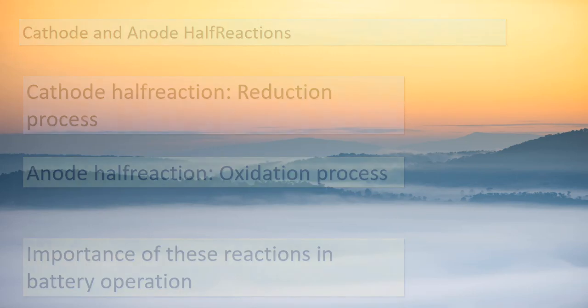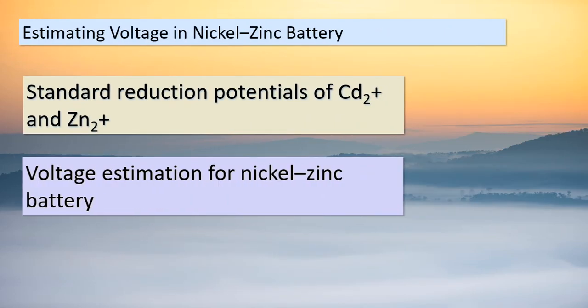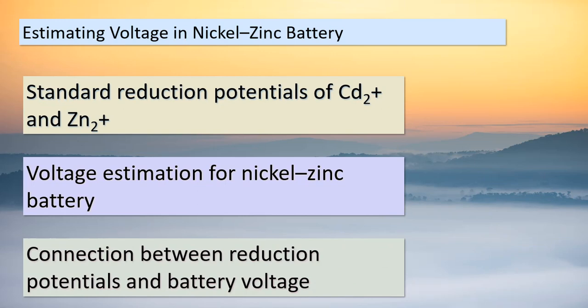Great job, students! Let's put our knowledge to the test. In the case of a nickel-zinc battery, we can estimate its voltage based on the standard reduction potentials of Cd2+ and Zn2+. The difference in these potentials gives us a glimpse into the potential voltage output of the battery. This estimation helps us understand how different materials can influence the energy output of batteries.